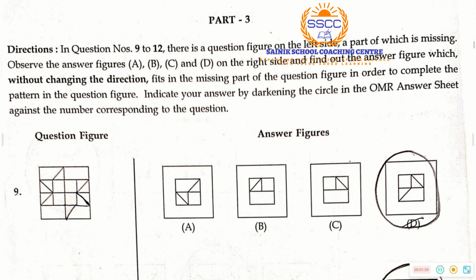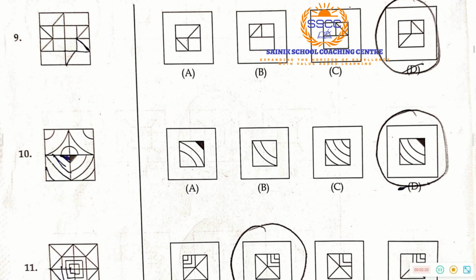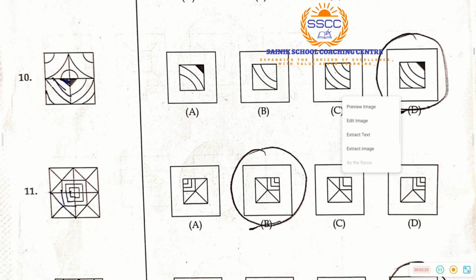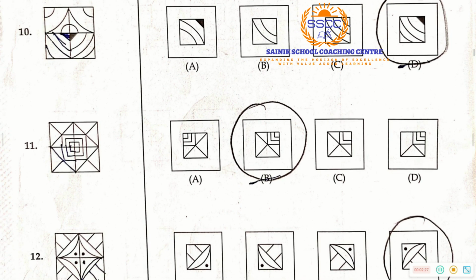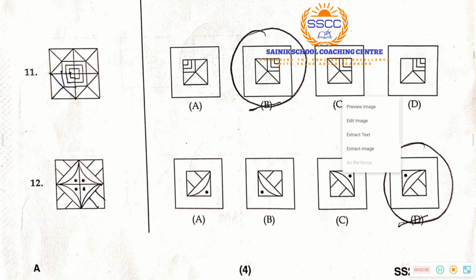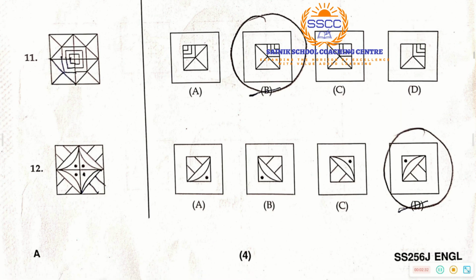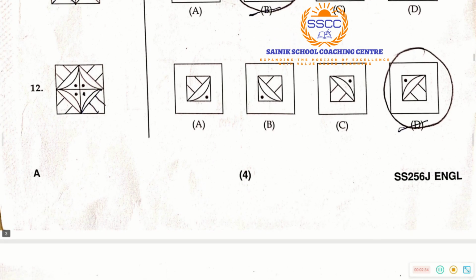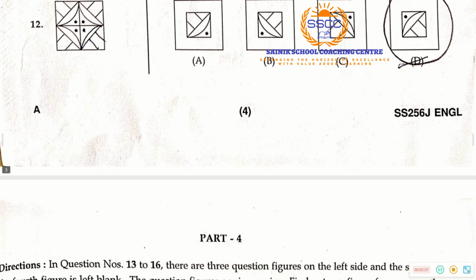Next, moving to part 3, we need to find out the answer figure which, without changing the direction, fits in the missing part of the question figure in order to complete the pattern. So, incomplete figures we need to complete by choosing any of the answer figures. Question number 9, taking option D, we can complete the figure. Question number 10, option D. Question number 11, option B. Question number 12, option D.